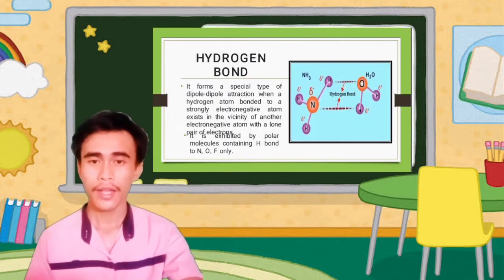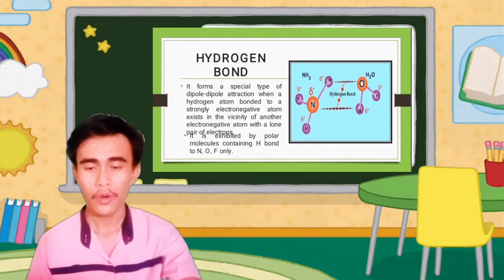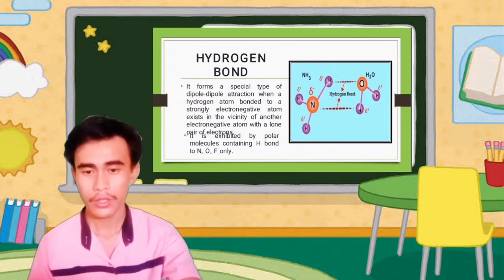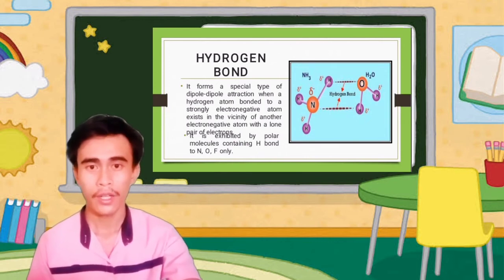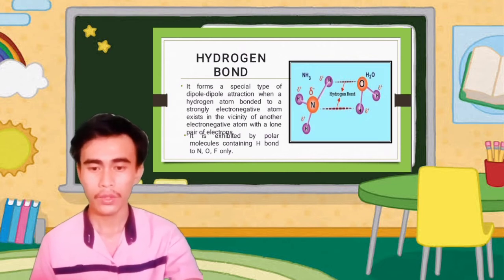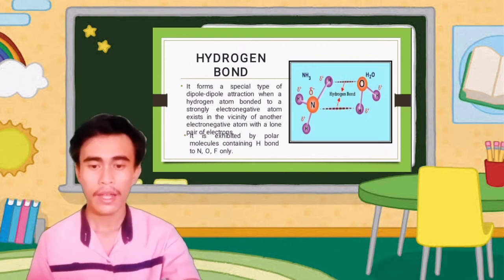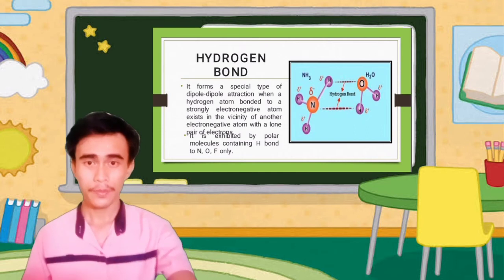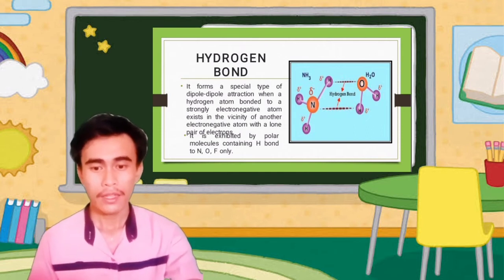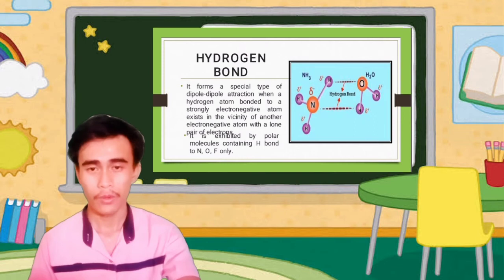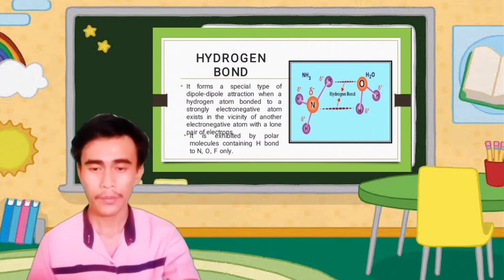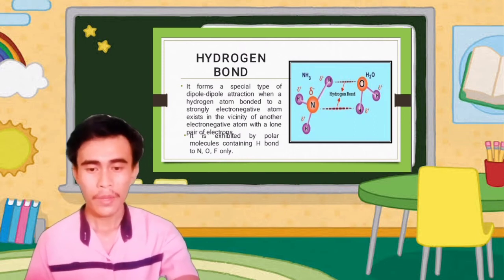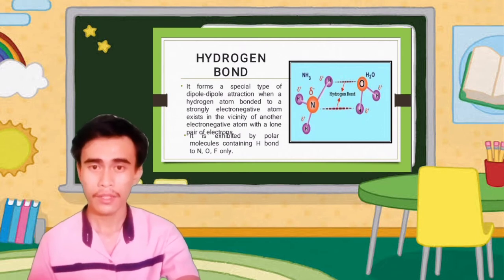So let's proceed to the hydrogen bond. So it forms a special type of dipole-dipole attraction when a hydrogen atom bonded to a strongly electronegative atom exists in the vicinity of another electronegative atom with a lone pair of electrons. So it is exhibited by polar molecules containing H bonded to N or nitrogen, oxygen, and fluorine only. So lagi nating tatandaan kapag hydrogen bond, may makikita tayong hydrogen na nag-bond sa nitrogen, oxygen, and fluorine.